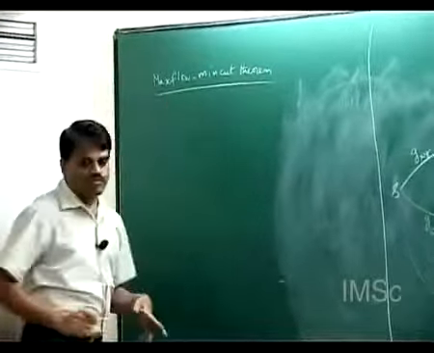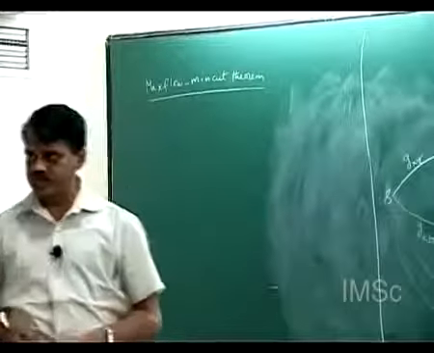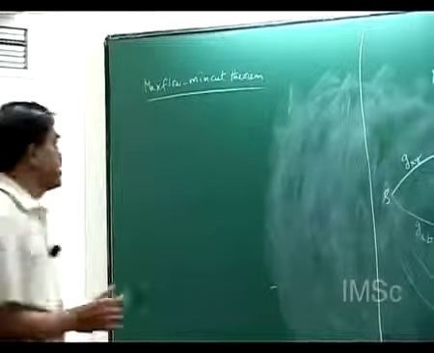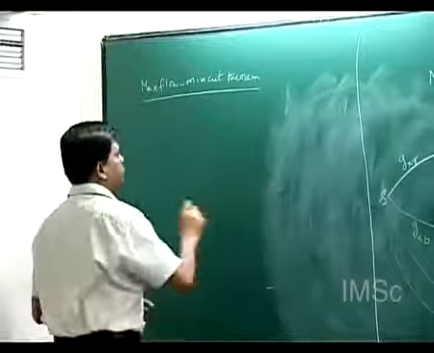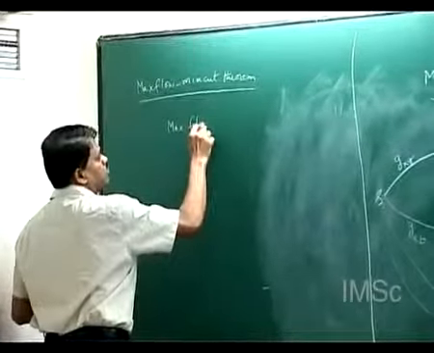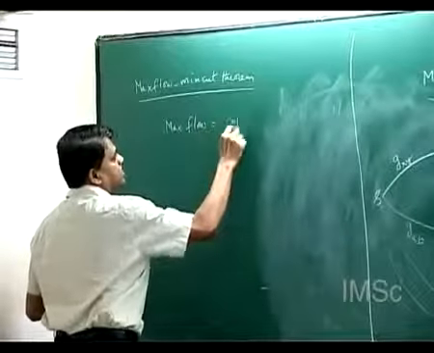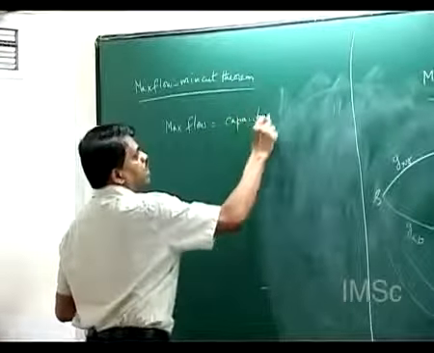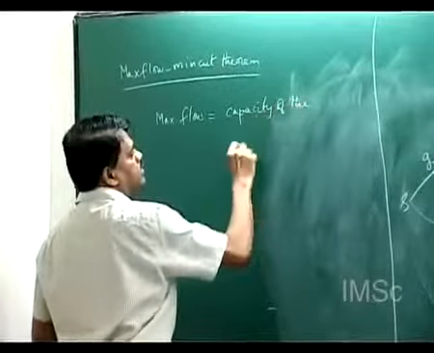This is due to Ford Fulkerson and also has been independently proved by several others, which tells you that in a flow network, the maximum flow is equal to the capacity of the minimum cut.